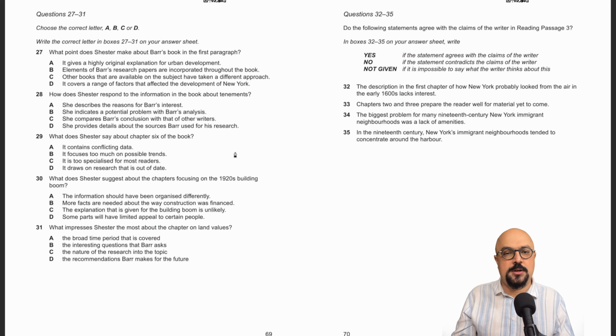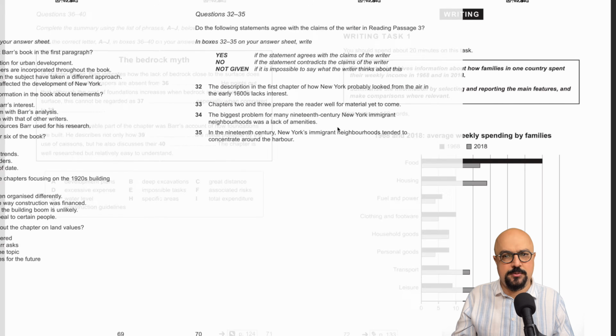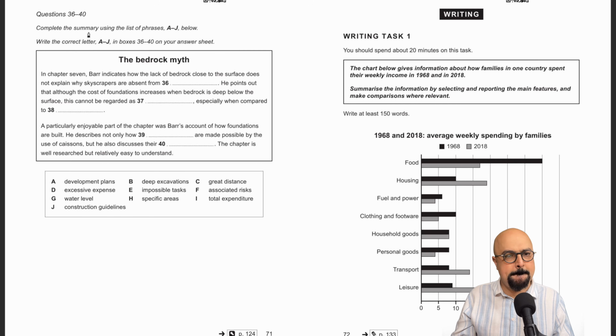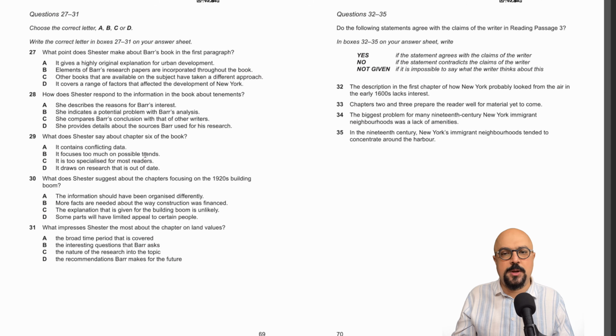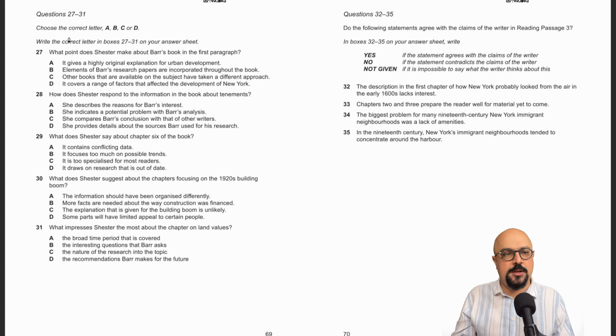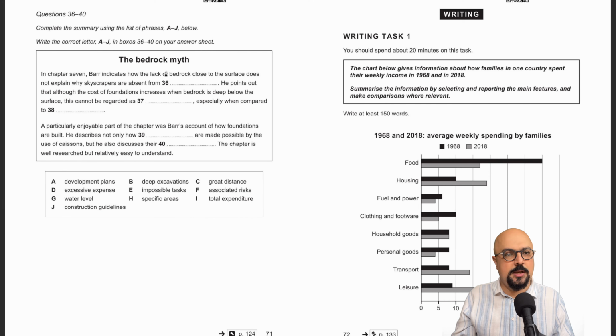Now, we're going to start answering the actual questions. We have questions 27 to 40. So we are given 3 question types. Type 1, this group would be multiple choice questions. This one, yes, no, not given questions. And finally, we have a summary completion task with a box, of course.